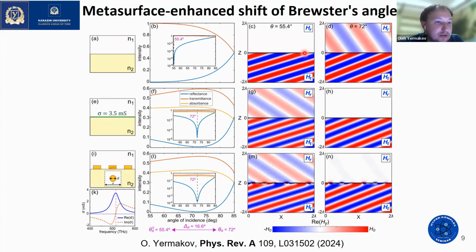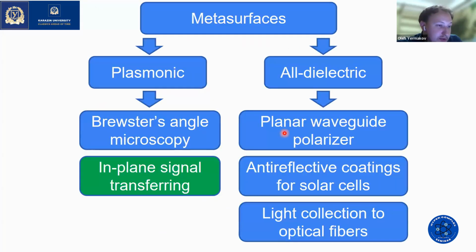The top part shows the reflected field, the bottom part shows the transmitted field. Initially we have the Brewster angle of 55 degrees, right? And when we add the two-dimensional layer, the Brewster angle shifts to 72 degrees. And we can see that this case and this case are pretty identical, except the region very close to the interface. So this metasurface works pretty close to an ideal two-dimensional layer with this conductivity. Okay, it was the first application.